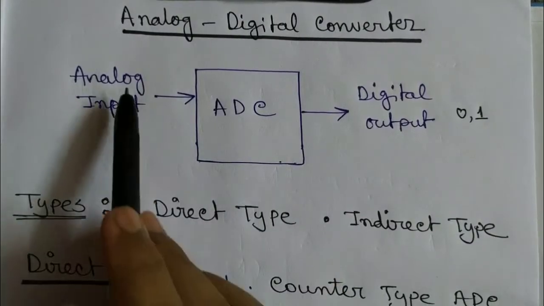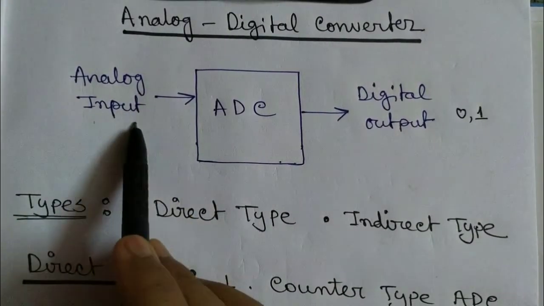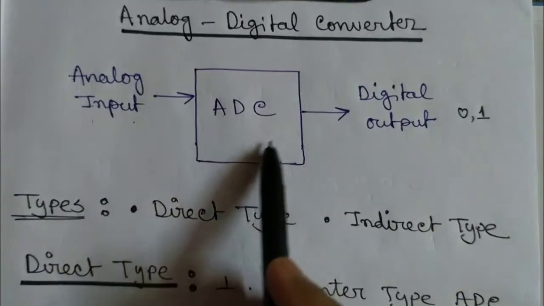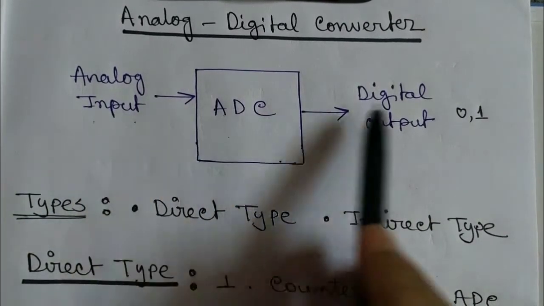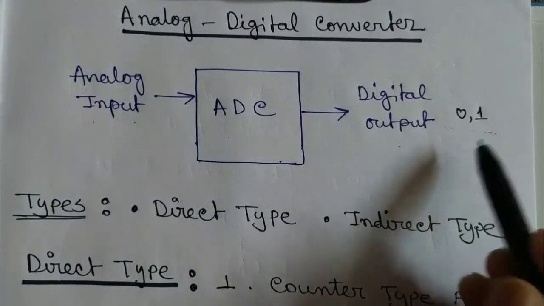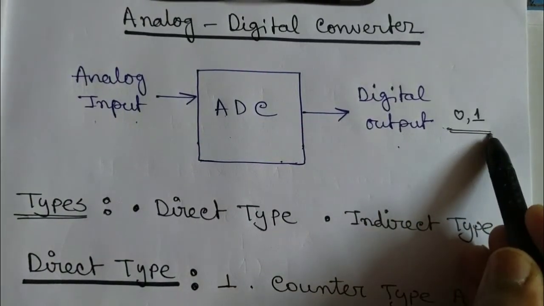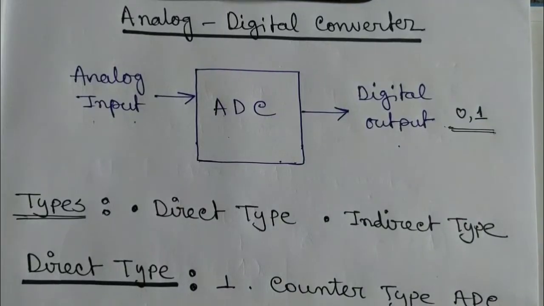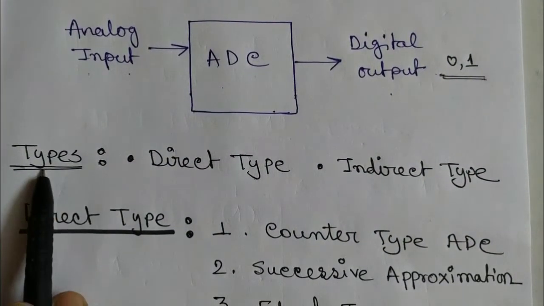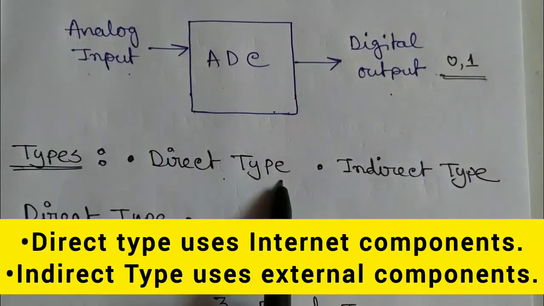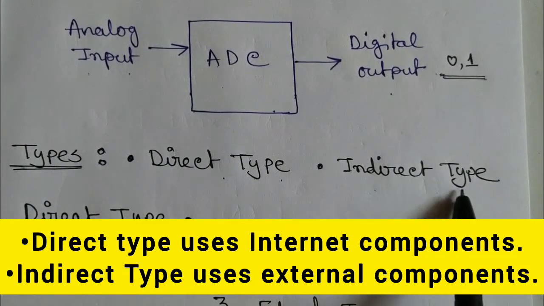You can see that analog signals are used as input, where this is the ADC converter and it converts all the analog input signals into digital outputs. It is the combination of 0 and 1. So now see the types of ADC converter. Here I have written two types. One is direct type ADC and the second one is indirect type ADC.